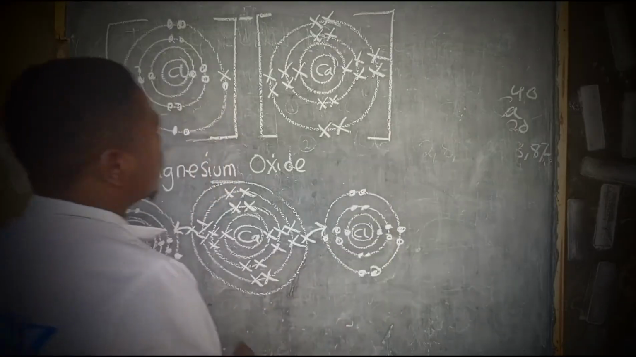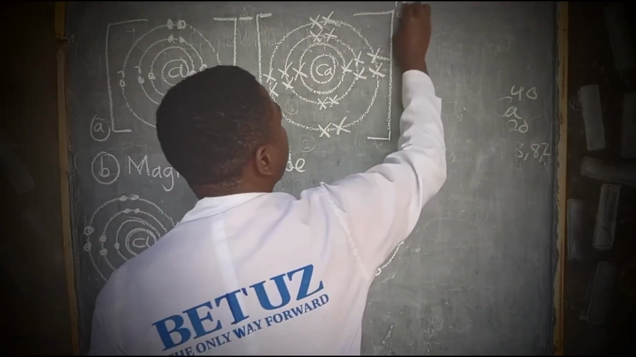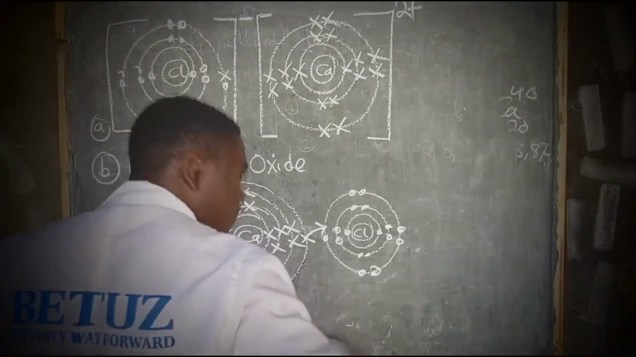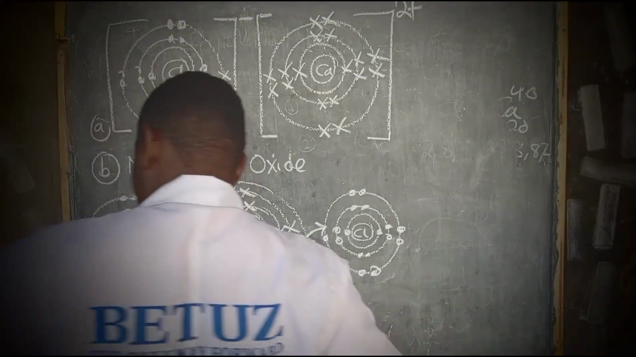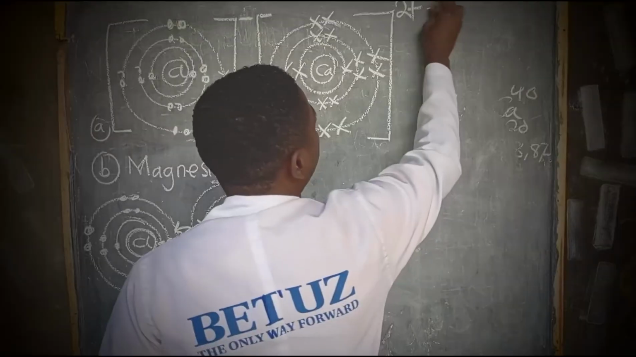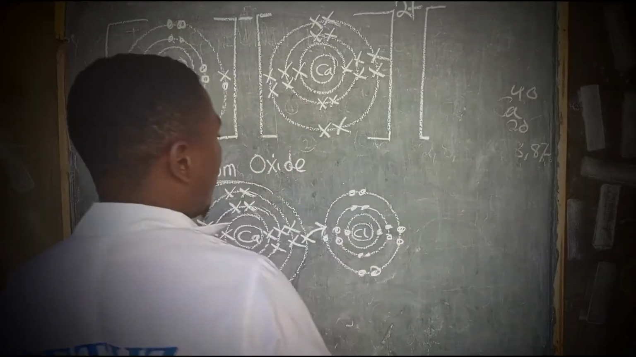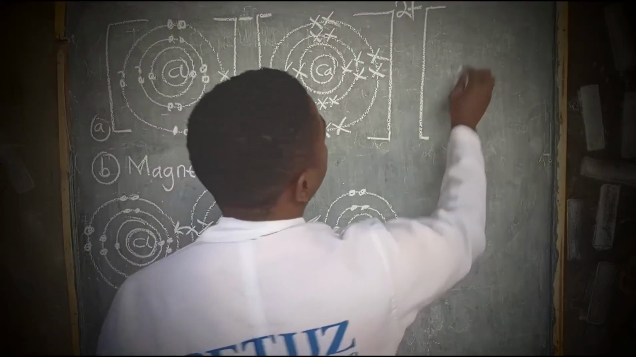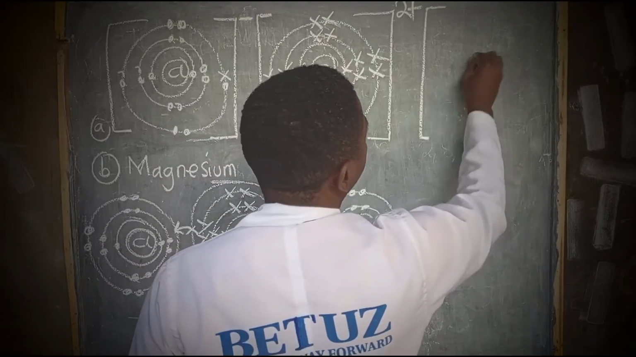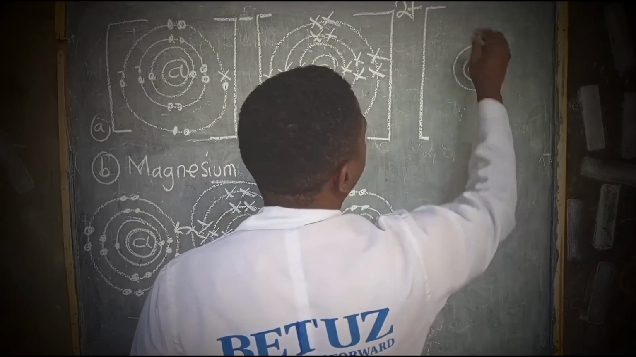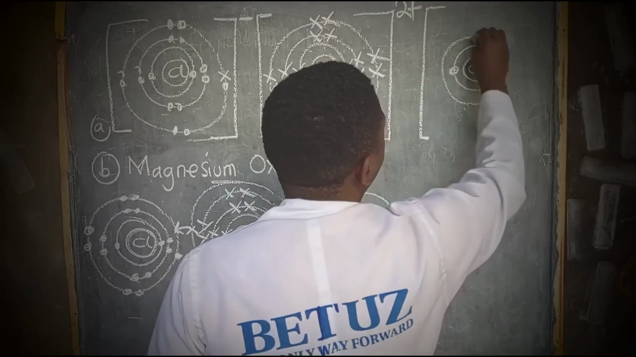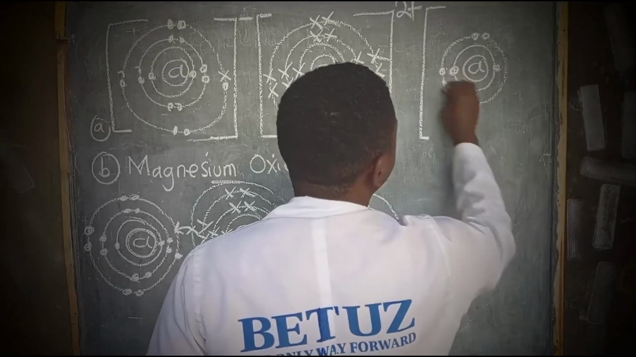The last one is calcium. So I put 2 there and a plus, because it is giving 2. One this side, one this other side. Here I put the chlorine 1. So chlorine, this one it has gained. So I say chlorine, then I put 2. How many? 8. I put 8.